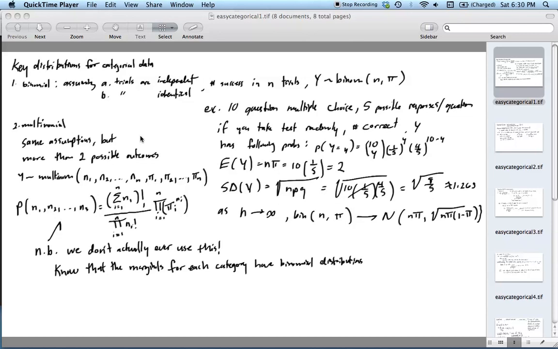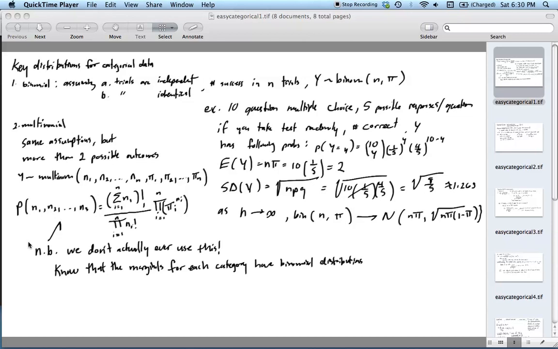It should be noted that as n goes to infinity, the binomial distribution will tend to approach a normal distribution with its mean and standard deviation as stipulated here.